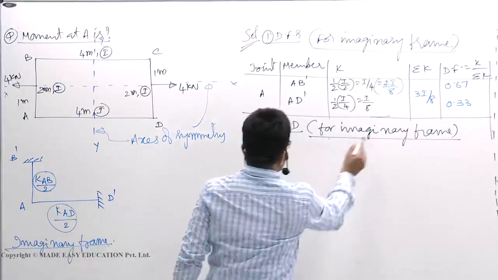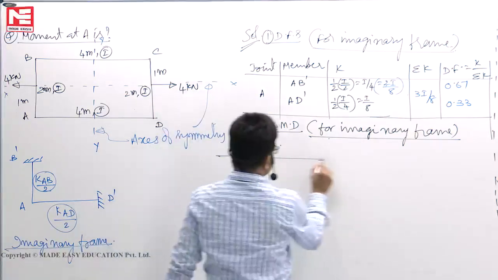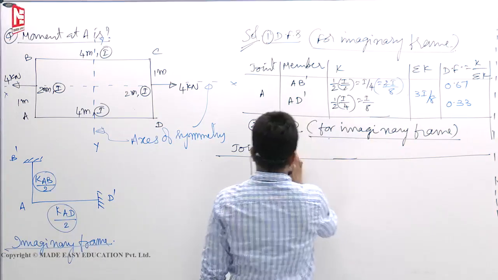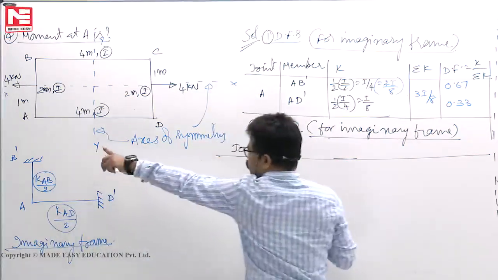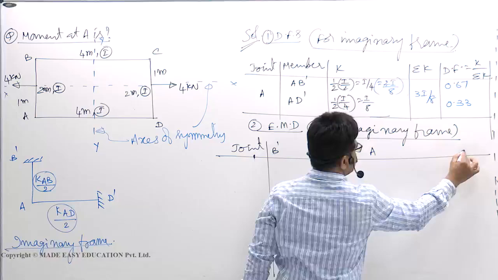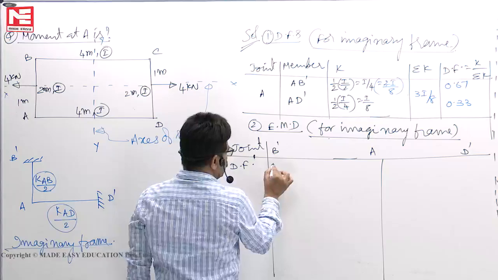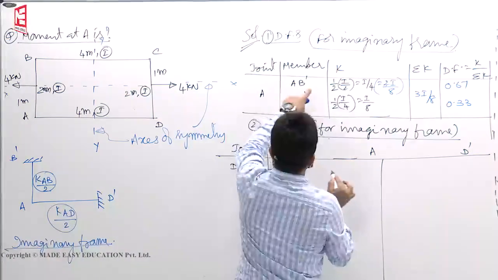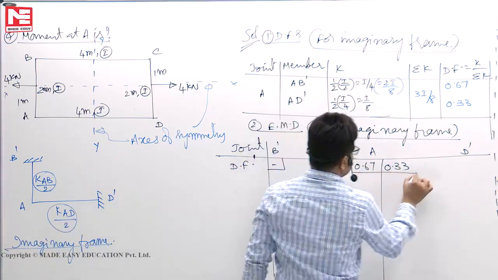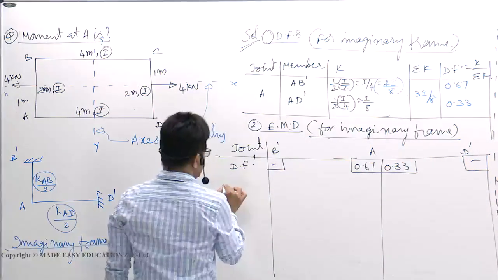Okay. So, for the imaginary frame, joint A, otherwise joint no. You start from one end, B dash A D dash or D dash A B dash, our choice, B dash A D dash. Distribution factors: here nothing, B dash you don't deal, AB dash 0.67, AD dash 0.33, here nothing because they are imaginary fixed supports.